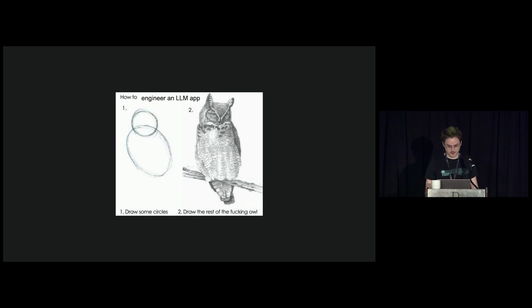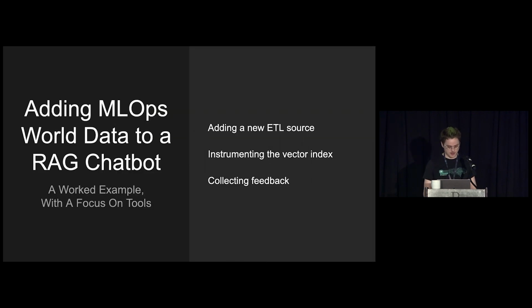So we're going to talk about some of that stuff. I'm going to focus a little bit on some of the tooling that I think is most useful for this process, and some of the patterns that are most reproducible from project to project on actually closing this gap. So what I'm going to do is walk through the process that I used to go from the initial version of this chatbot on the Full Stack LLM Bootcamp, Full Stack Deep Learning dataset, and I'm going to add a dataset from MLOps World talks.